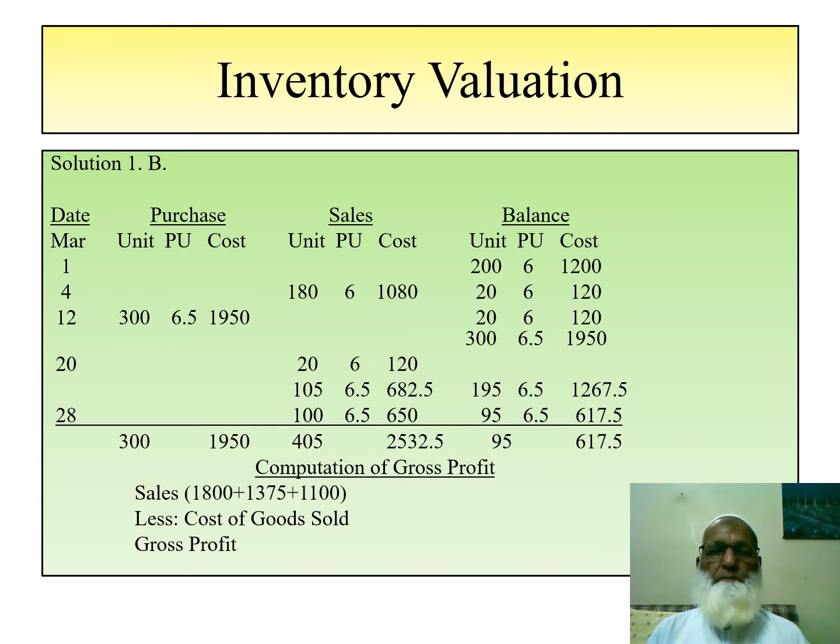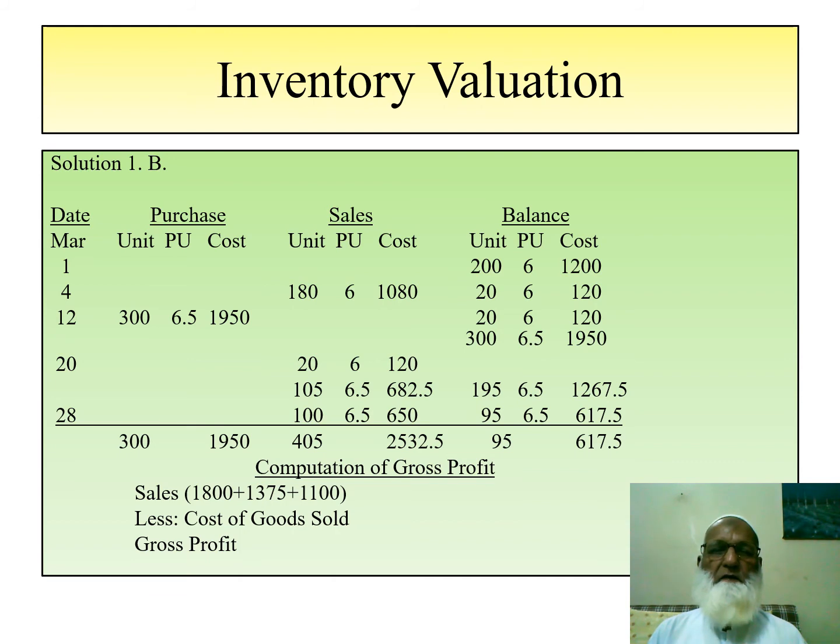On March 12 we purchased 300 units at 6.5, and the total cost of the purchase was 1950. Now we are left with a balance of 20 units from the previous opening inventory, that is 20 multiplied by 6, 120, and 300 multiplied by 6.5 as 1950. This is the total cost of the inventory available with us.